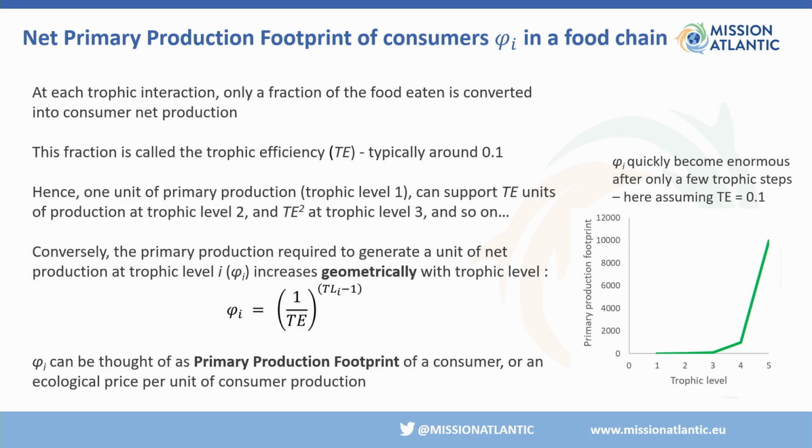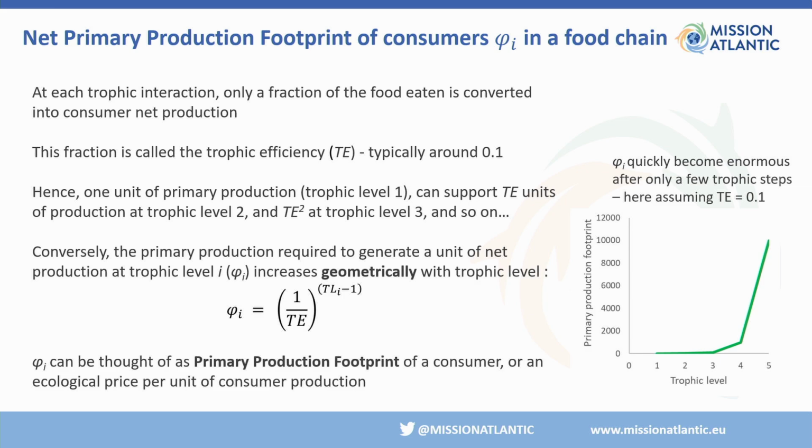Moving on, net primary production footprint of consumers is an important part of how food chains work. So at each trophic interaction, only a fraction of the food eaten is converted into the consumer's net production. That's called the trophic efficiency. It's typically about 0.1. So only 10% of the food that you eat gets turned into your production. So 1 unit of primary production, trophic level 1, supports TE, or 0.1 units of production at the next trophic level, and 0.1 squared of production at the next trophic level up, and so on.